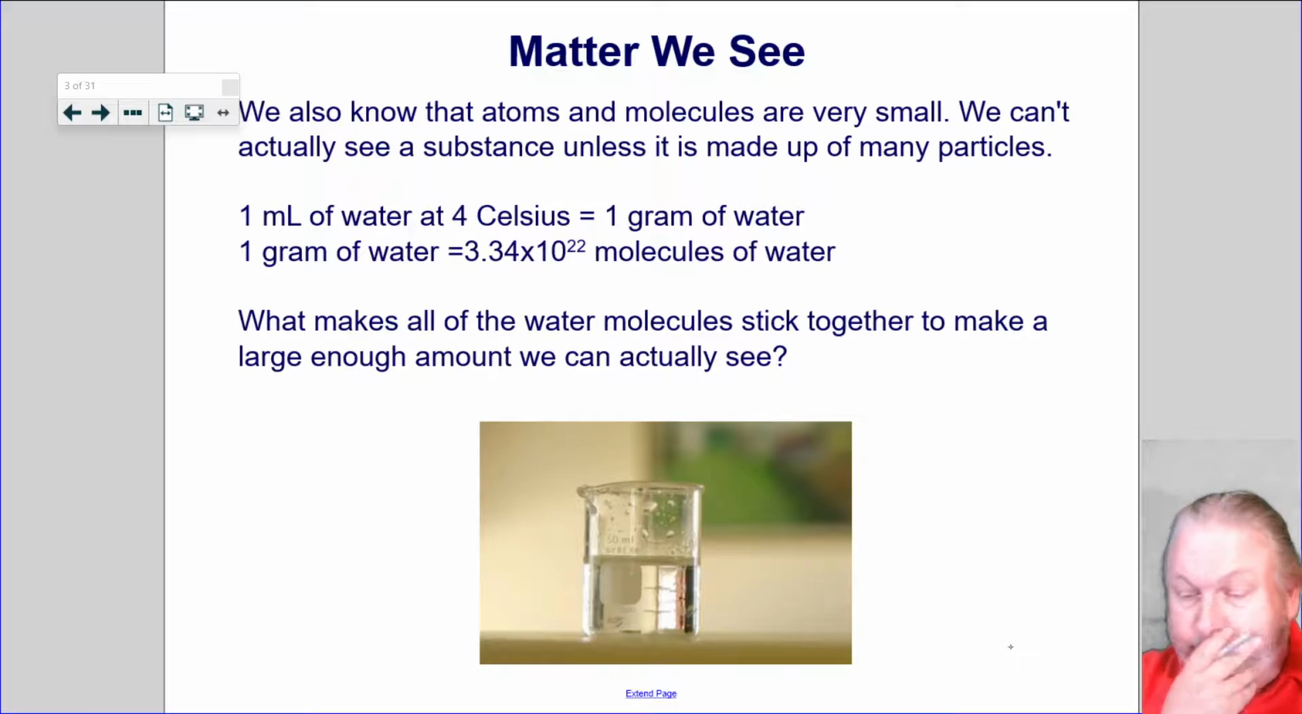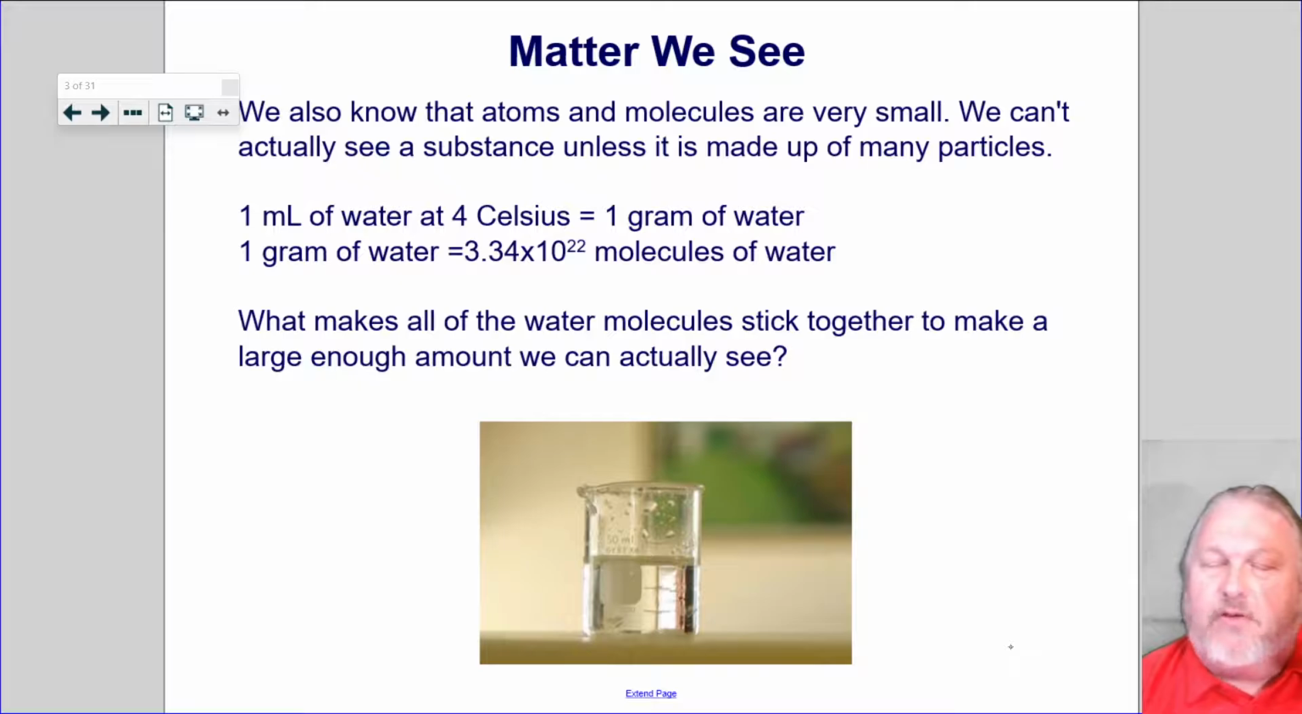So we also know what? That atoms and molecules are very small, all right? They're on the nanoscale. We can't see these substances because it's made up of so many of these particles. So I've got 1 milliliter of water at 4 degrees Celsius is going to equal 1 gram of water. And then, check this out, 1 gram of water has 3.34 times 10 to the 22nd molecules. That's 3 with 22 digits after it. That's a lot of molecules in a small little container, right?